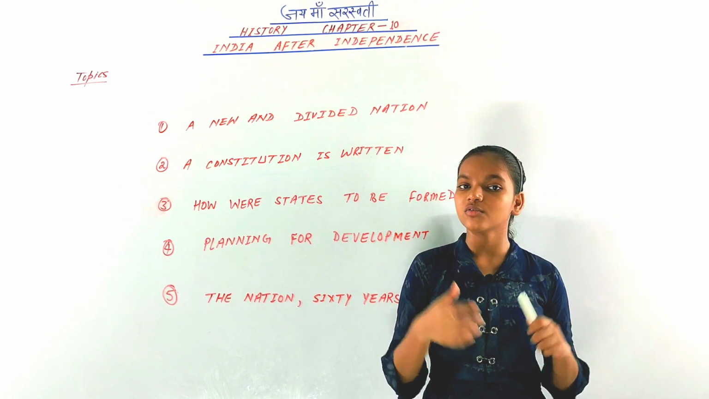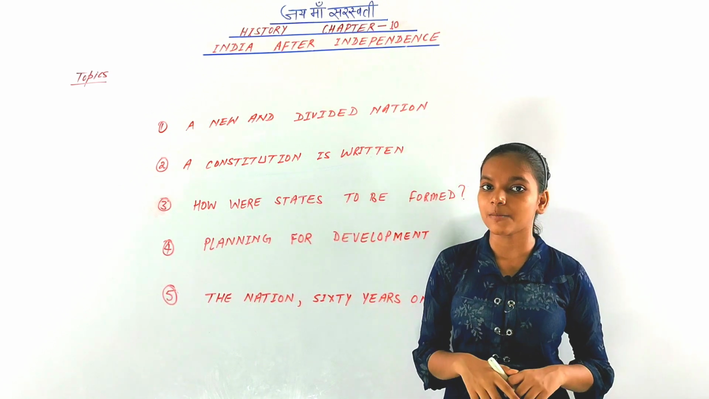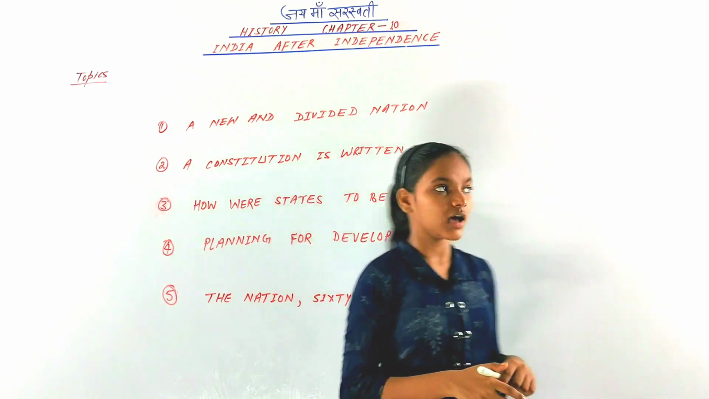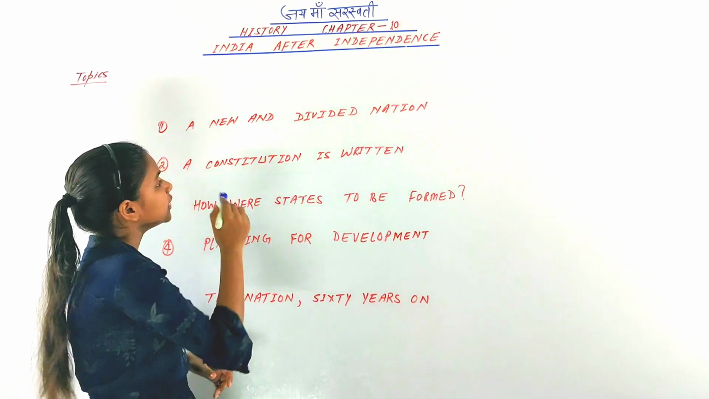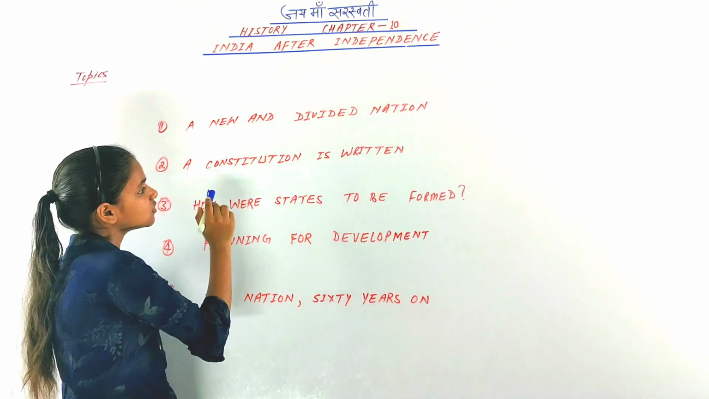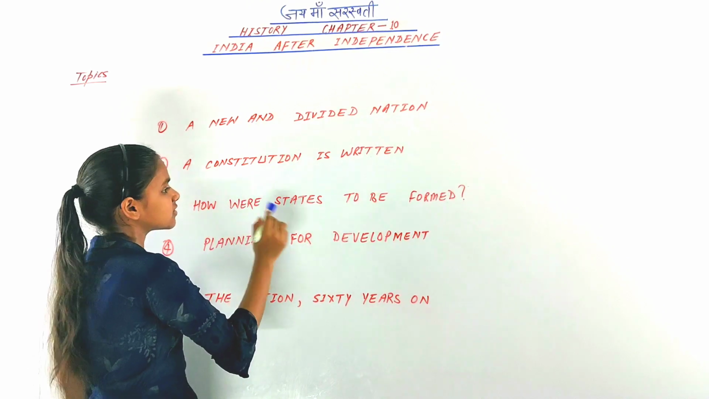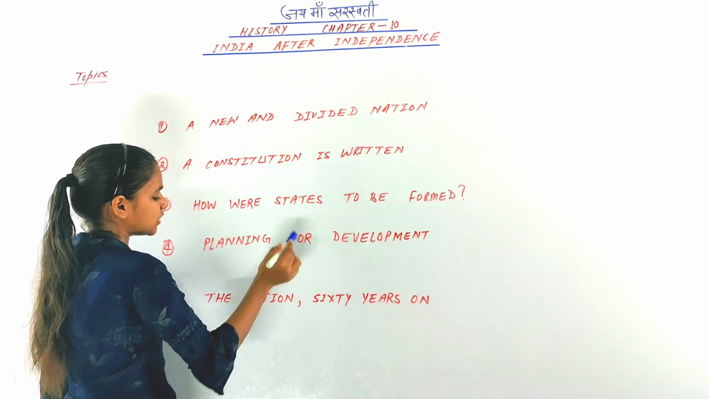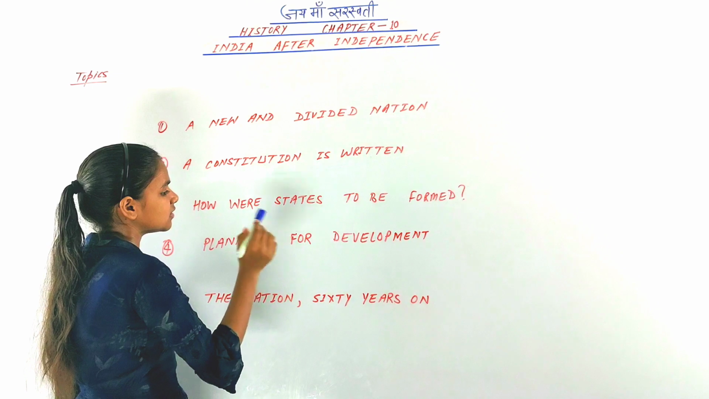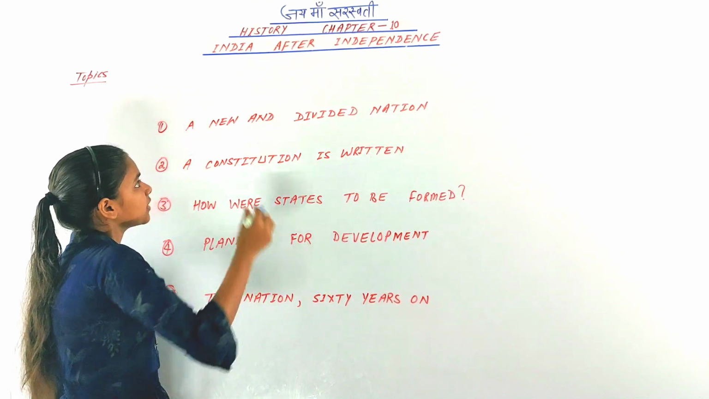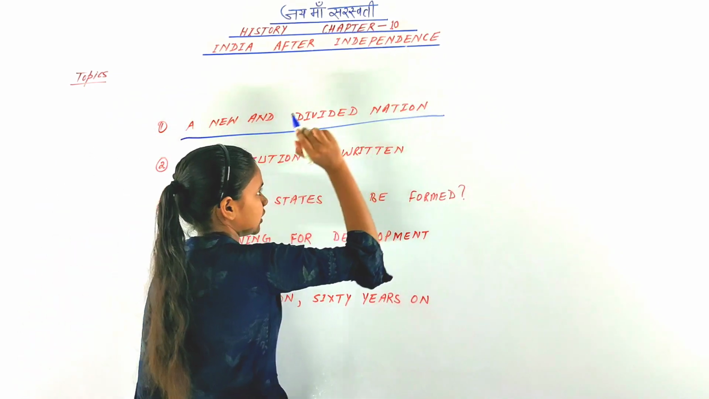So what are we going to study? What are the topics of this chapter? The topics of this chapter are: a new and divided nation, a constitution is written, how were states to be formed, planning for development, and the nation 60 years on. So the first topic is a new and divided nation.